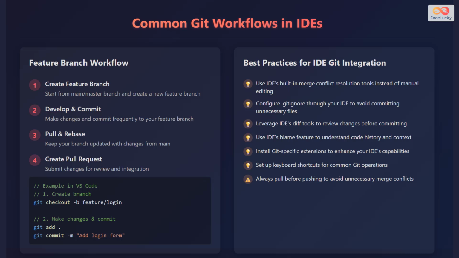Use your IDE's blame feature to understand code history and context. Install Git-specific extensions to enhance your IDE's capabilities. Set up keyboard shortcuts for common Git operations. And always pull before pushing to avoid unnecessary merge conflicts.